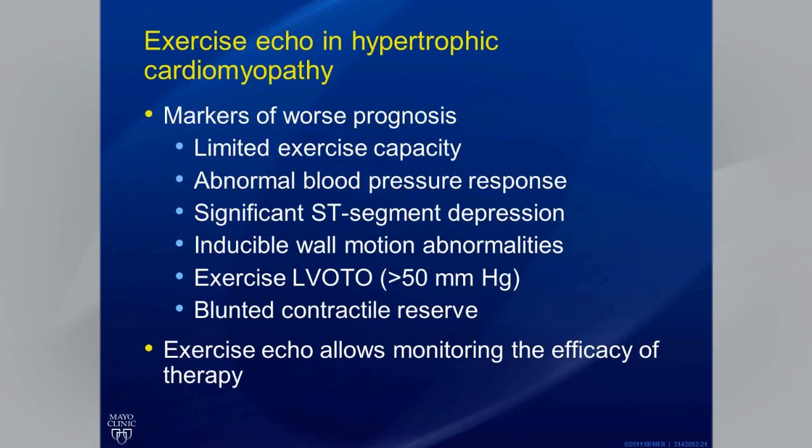So for exercise echo and hypertrophic cardiomyopathy, it has been shown that markers of worse prognosis are a limited exercise capacity, abnormal blood pressure response, significant ST segment depression, inducible wall motion abnormalities, and exercise-induced left ventricular outflow tract obstruction of more than 50 millimeters mercury, and blunted contractile reserve. So exercise echo also allows monitoring of the efficacy of therapy in an individual patient, and we found it to be very useful in our practice.